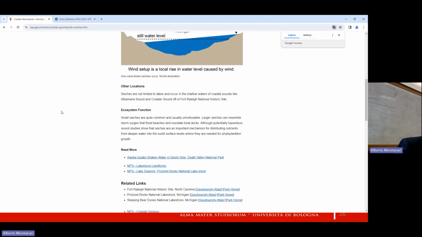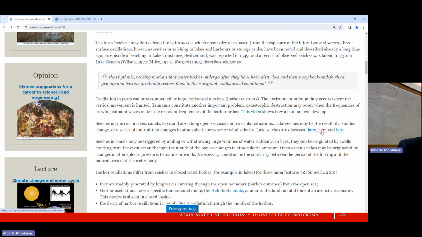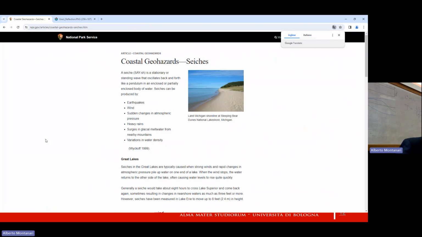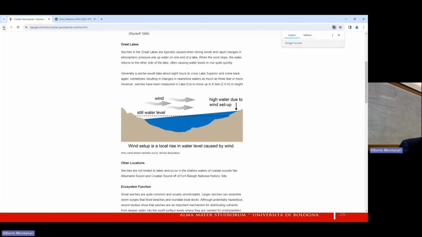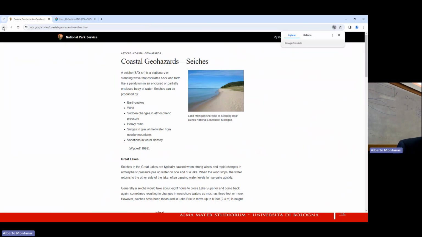And here, for instance, there is an illustration of what may happen in lakes after the effect of wind. So it is the wind forcing that may create a displacement of waves. And then there is a second link here. And I mean, it is the same thing. Let me see. Okay, I think here there is.